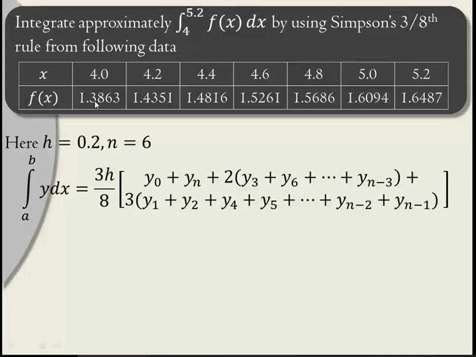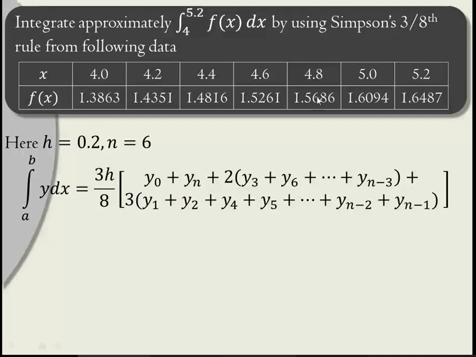y0 is 1.3863, yn, that is y6, the last value, is 1.6487. 2 times multiples of 3: y0, y1, y2, y3. Y3 is 1.5261, y4, y5, y6, but y6 is already considered as the last term, so we don't have to consider it again. So only 2 times y3 will come, plus 3 times y1, y2, y4, y5.